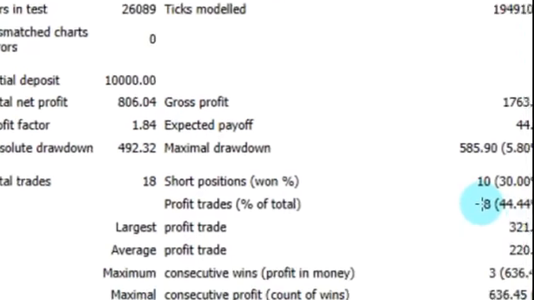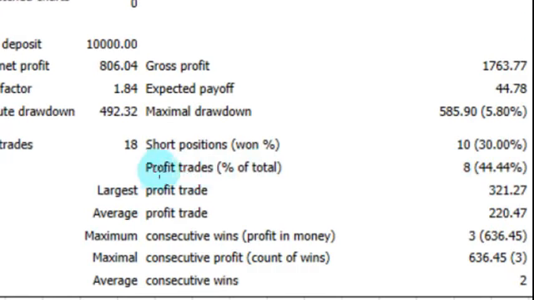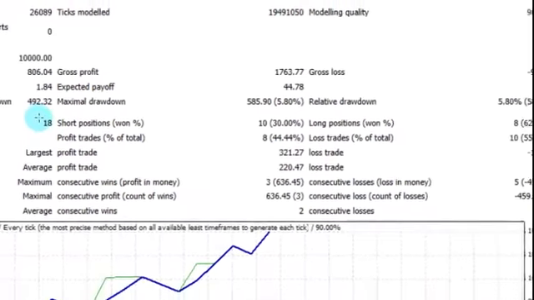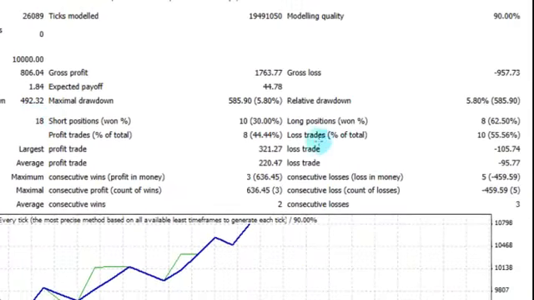Pay attention to the most important thing. Pay attention to the percent of total profitable trades. You see this line? It's around 40%. With only 40% success, I made 8% profit in total from 18 trades. How? While the losing trades were more than 55%.